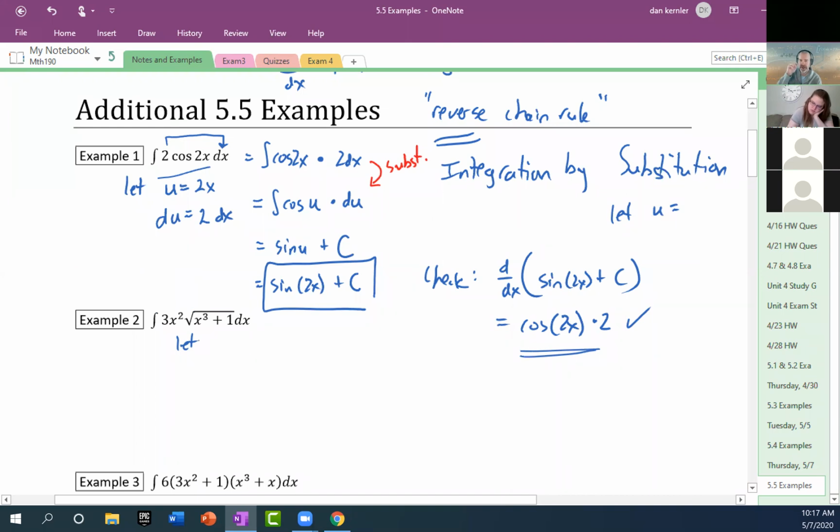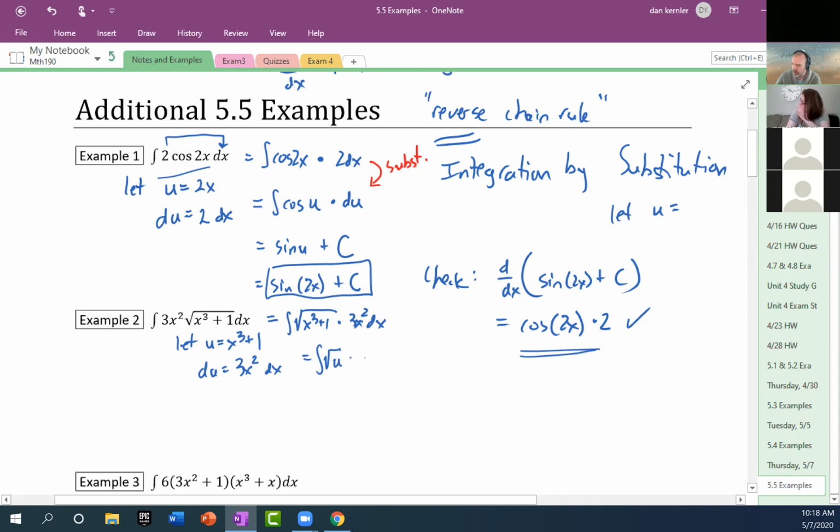So you can see the inside part here, there's a square root. I want to look inside of that, that's x cubed plus 1. So I'm going to let u be x cubed plus 1. Then du will be the derivative of that, 3x squared dx. And again, if I rearrange this, I have the square root of x cubed plus 1 times 3x squared dx. And so conveniently, this is set up to substitute in for those 2 components there. This becomes the square root of u du.